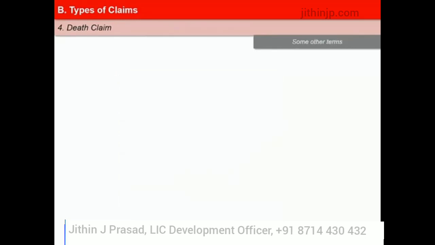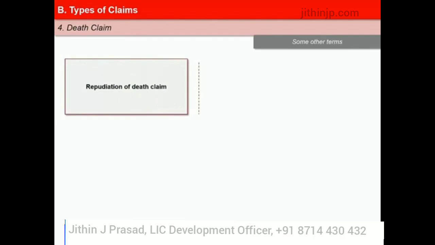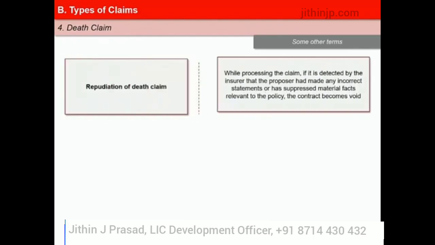There are other terms that one needs to know in context of death claim. They are: repudiation of death claim. The death claim may be paid or repudiated. While processing the claim, if it is detected by the insurer that the proposer has made any incorrect statements or has suppressed material facts relevant to the policy, the contract becomes void. All benefits under the policy are forfeited.